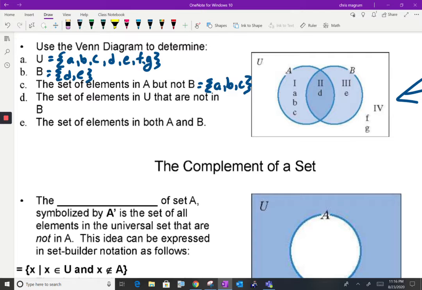The next one, what are the set of elements in the universal set that are not in B? So basically anything else except for what's covered up there. So A, B, C, F, and G.